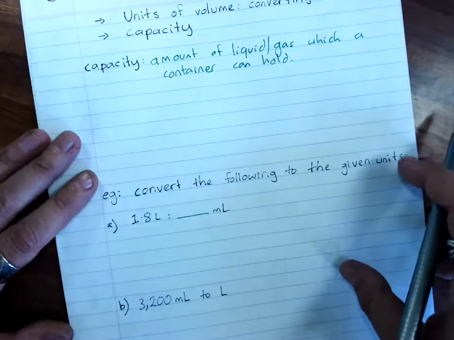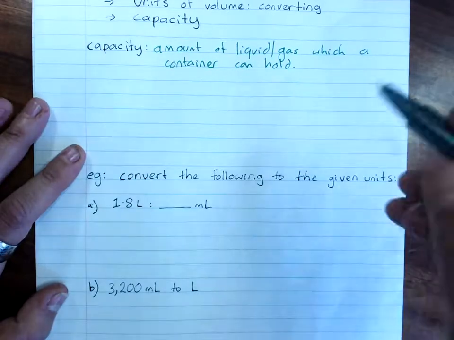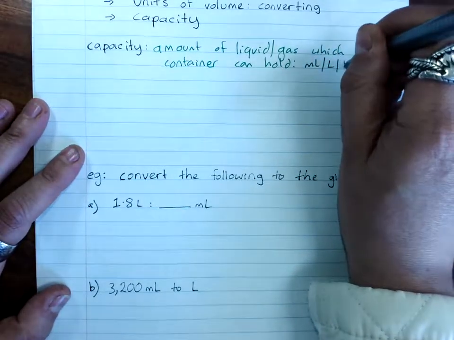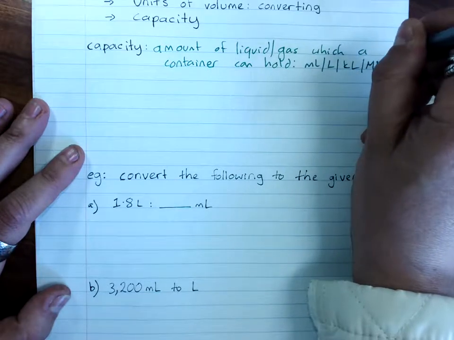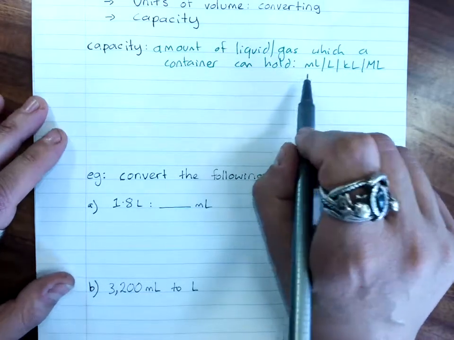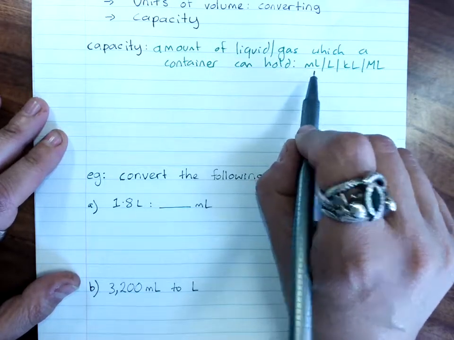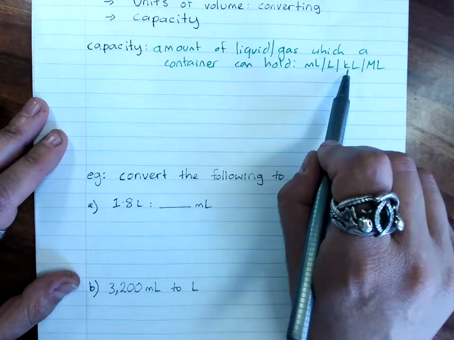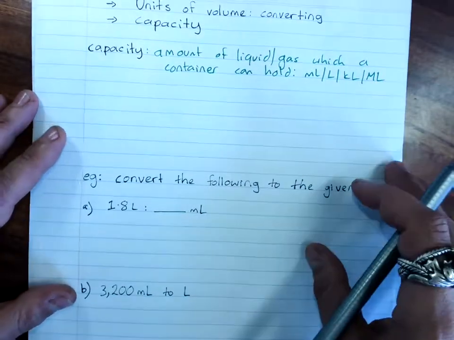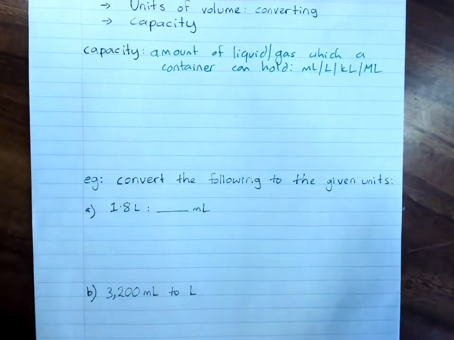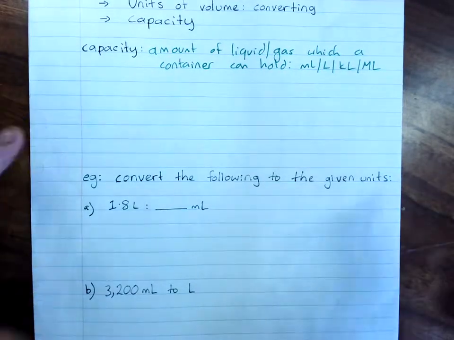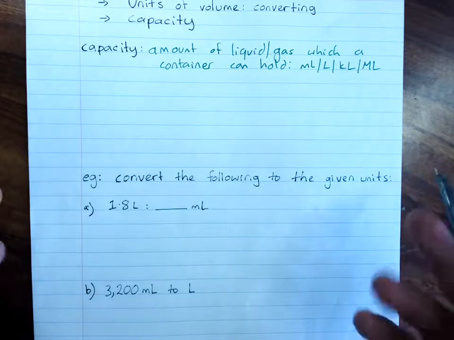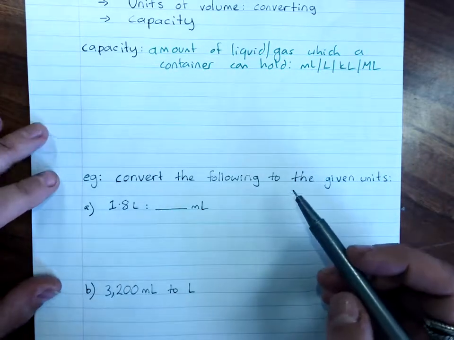So capacity is the amount of liquid or gas which a container can hold. It's measured in milliliters, litres, kiloliters or megaliters, and it's just a 1,000 conversion to each, which is nice and metric. So 1,000 milliliters in a litre, 1,000 litres in a kiloliter, etc. Now capacity is directly related to volume, because the volume of a shape indicates the amount of space it takes up, which means it's the amount of liquid or gas it can hold.